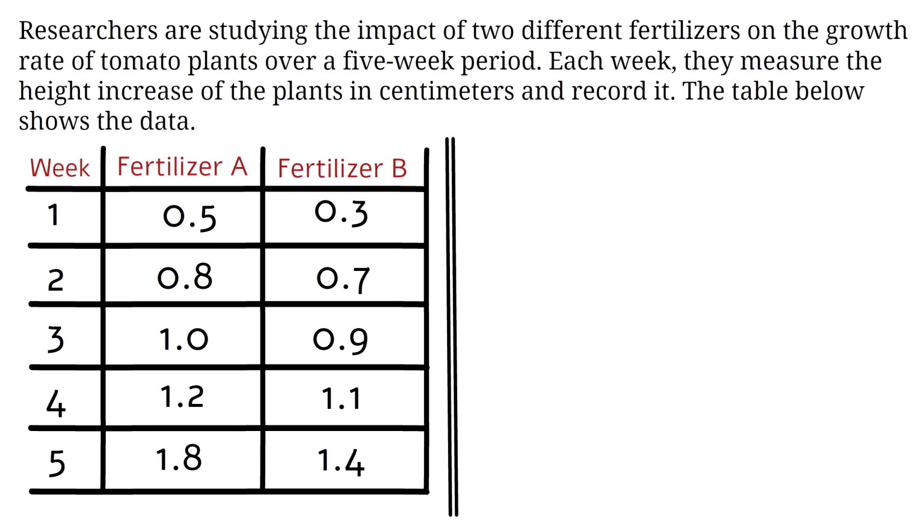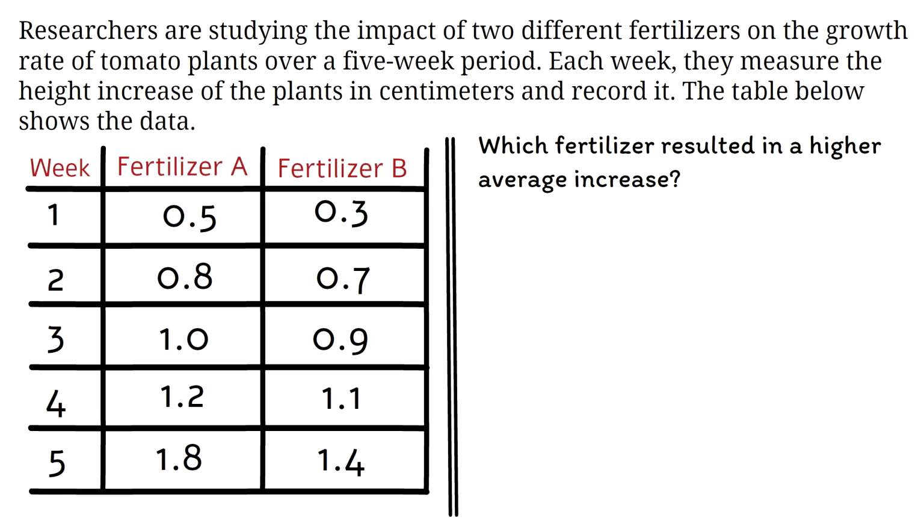Researchers are studying the impact of two different fertilizers on the growth rate of tomato plants over a 5-week period. Each week, they measure the height increase of the plants in centimeters and record it. The table below shows the data. Which fertilizer resulted in a higher average increase? Please pause the video and read the passage and try and solve it.